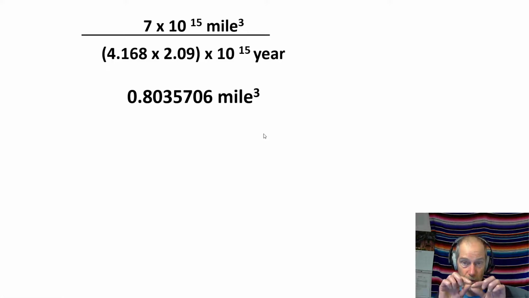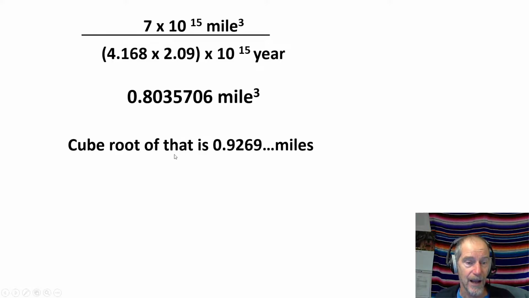Well, that's a cube. That's this dimension and this dimension multiplied together. And really, since it's a cube, all sides are the same. I'd like to know the length of that side so I can walk it on the street. So I take the cube root of 0.8, and that is just shy of a mile.